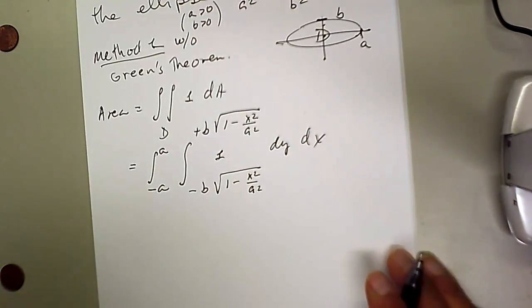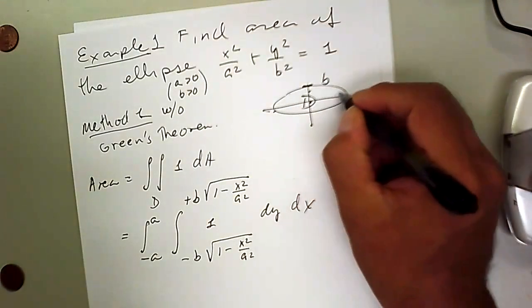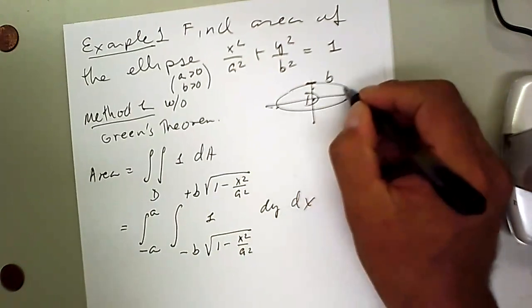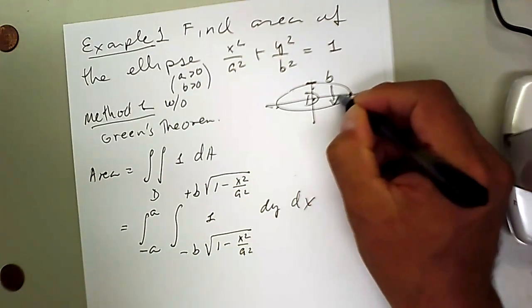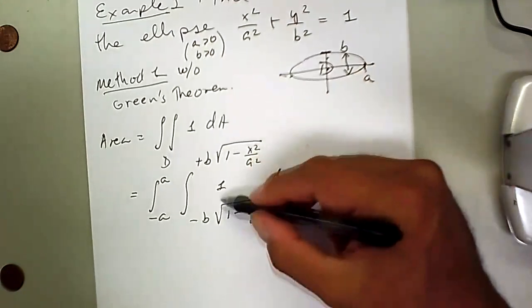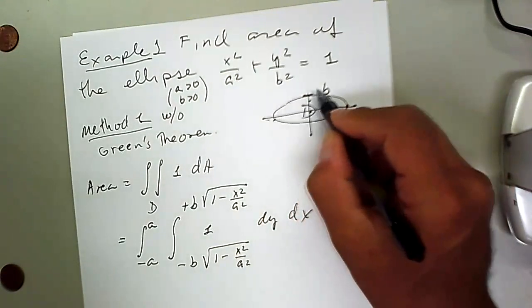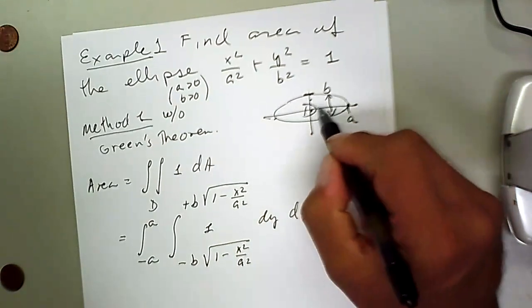Okay, now, that means as x goes across from negative a to a, y can go from the lower of the boundary to the upper of the boundary. If you solve for y, you're going to end up with a plus minus square root. The plus corresponds to the top, the minus corresponds to the bottom.